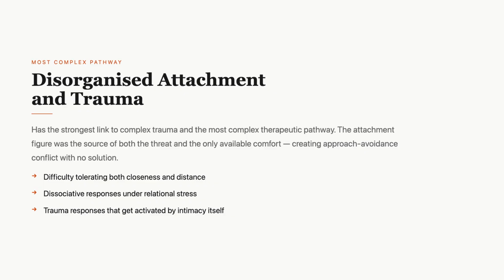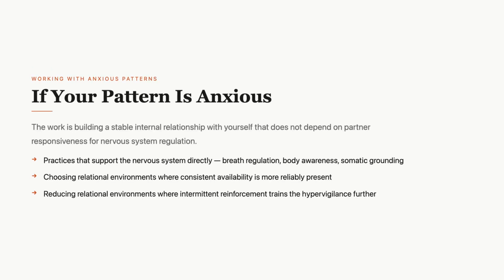If your pattern is anxious, the work is building a stable internal relationship with yourself that does not depend on partner responsiveness for nervous system regulation. This includes practices that support the nervous system directly: breath regulation, body awareness, somatic grounding, and choosing relational environments where consistent availability is more reliably present than intermittent.